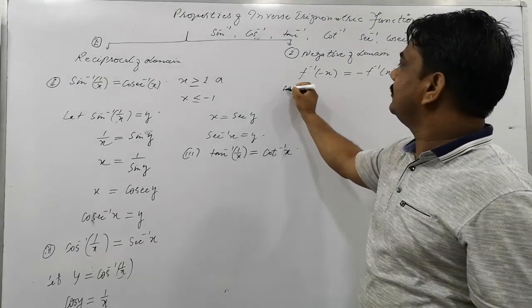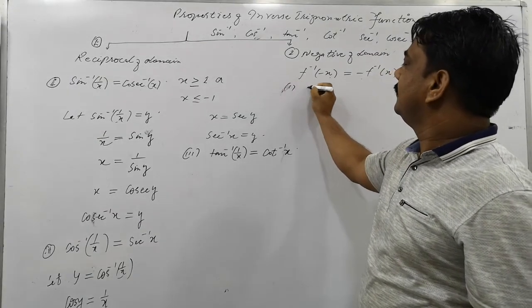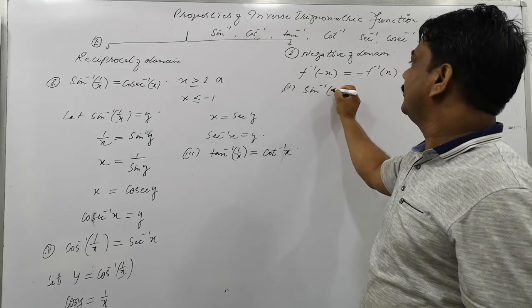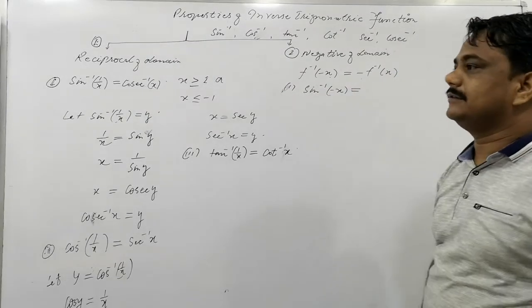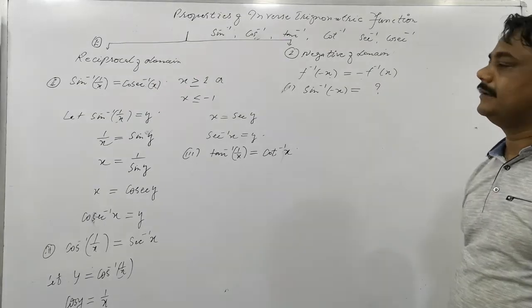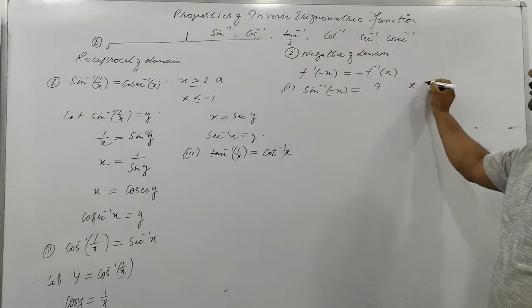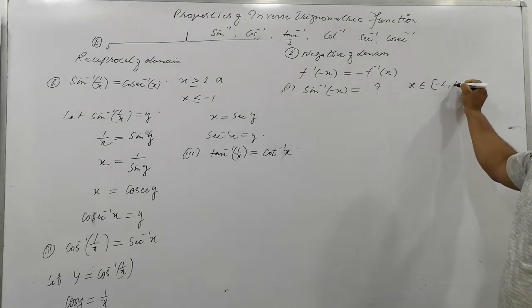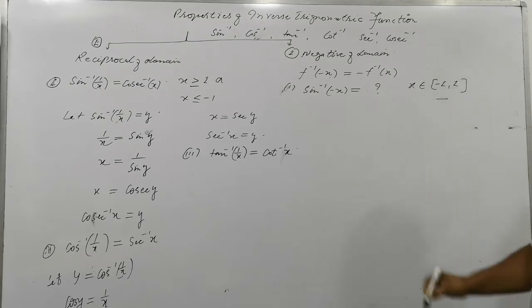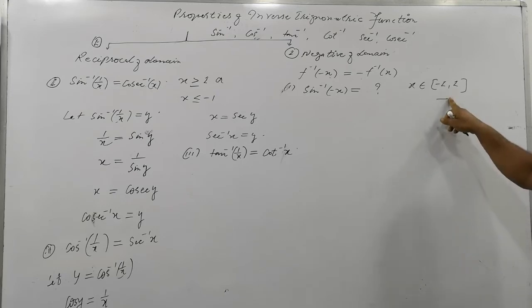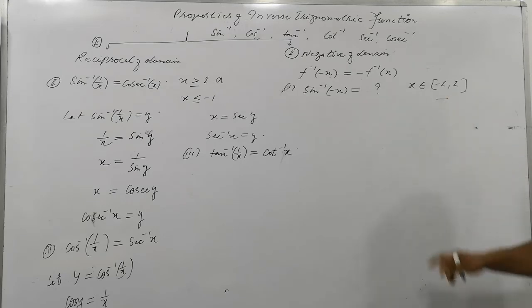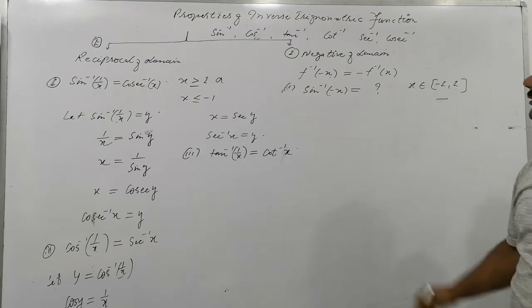So first we are launching this for sine inverse of minus x. What will happen to it, where x is always in the domain minus 1 to plus 1? I'm saying to write this again and again because it will help you learn well the domain and range of the sine inverse function. Clear?